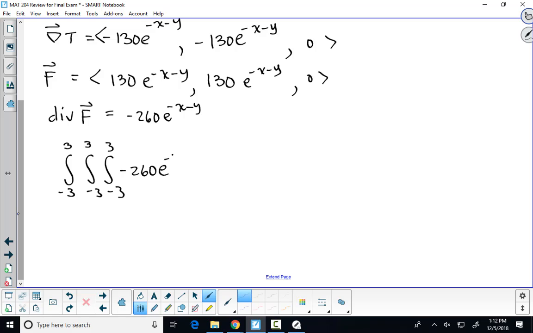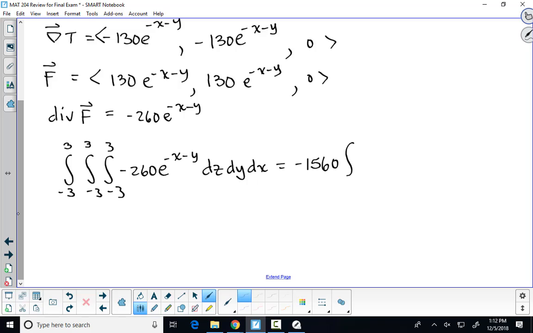-260 e to the negative... So dz, dy, dx. Order doesn't really matter there. There's no z, so we're just going to multiply by 6. So we'll integrate this with respect to y. When we multiply that by 6, we are going to get 1200 plus 1560.